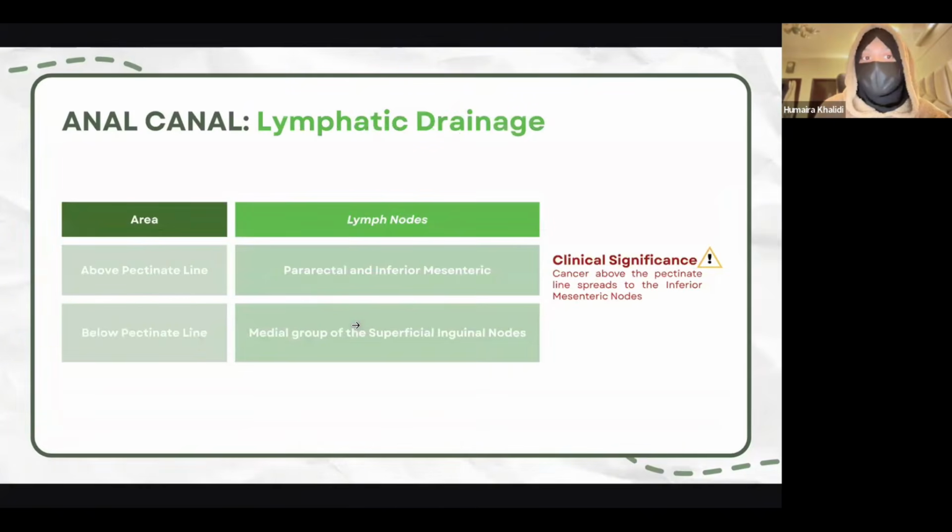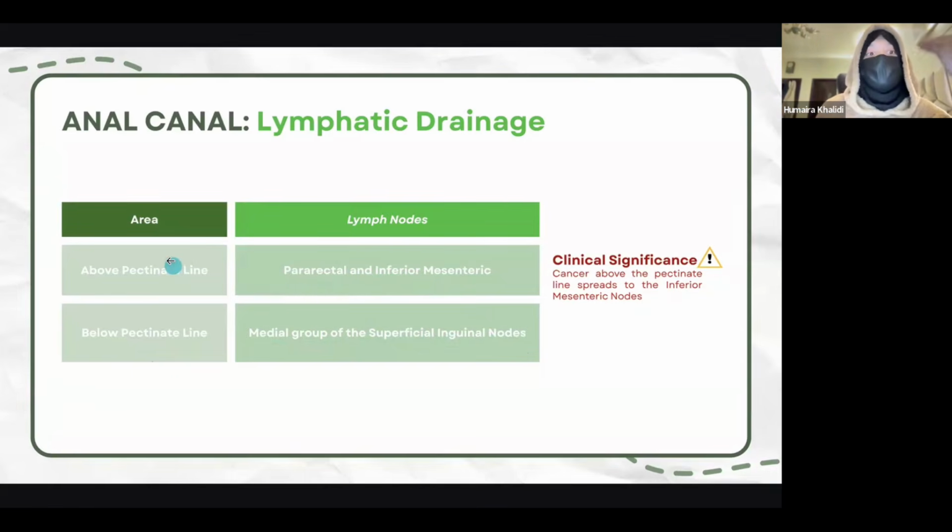Now, moving on, lymph. Above the pectinate line, you have the pararectal and inferior mesenteric nodes, which is basically the upper half of the anal canal is going to be drained by the pararectal and inferior mesenteric nodes, and the lower half, below the pectinate line, is going to be the medial group of the superficial inguinal nodes. Something that I want you to keep in mind is that here it's roles reversed.